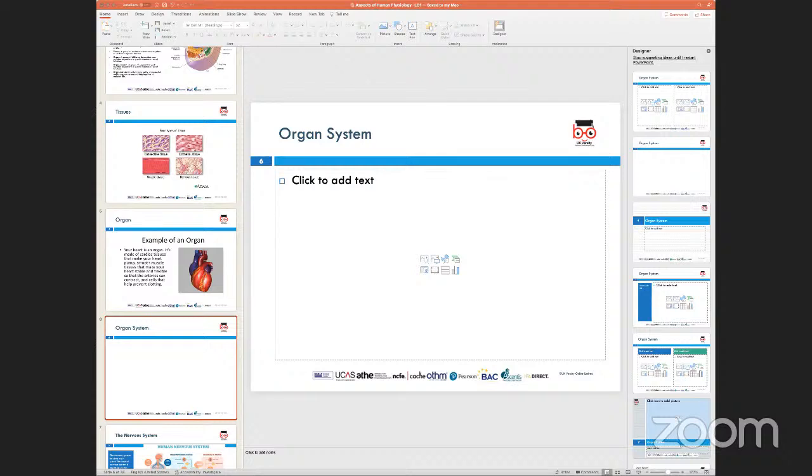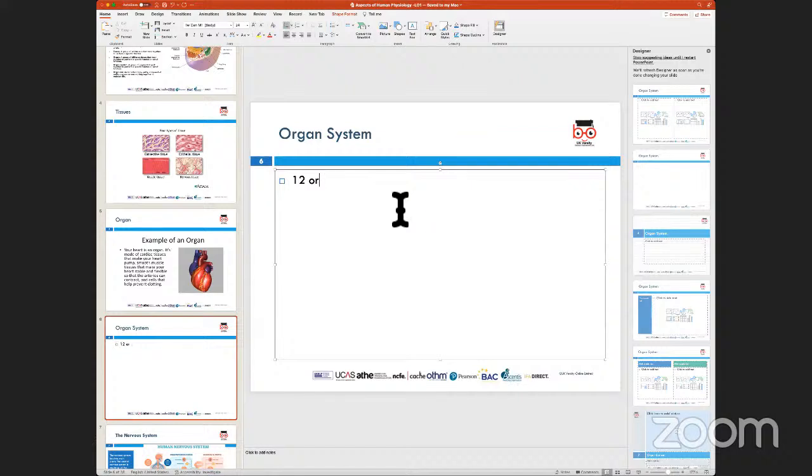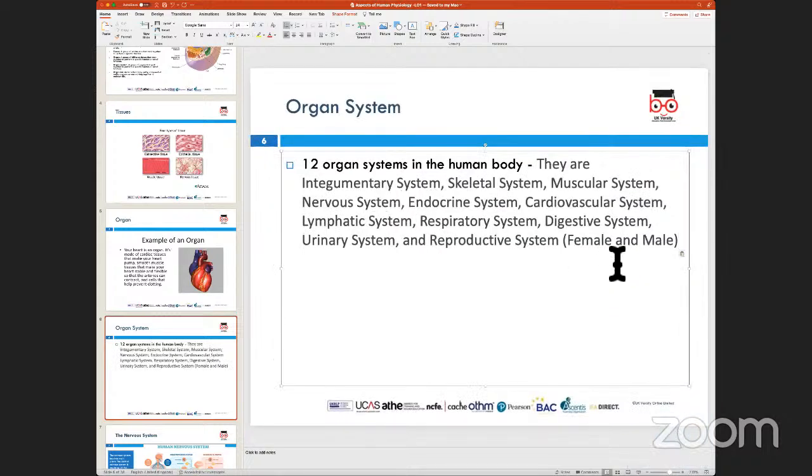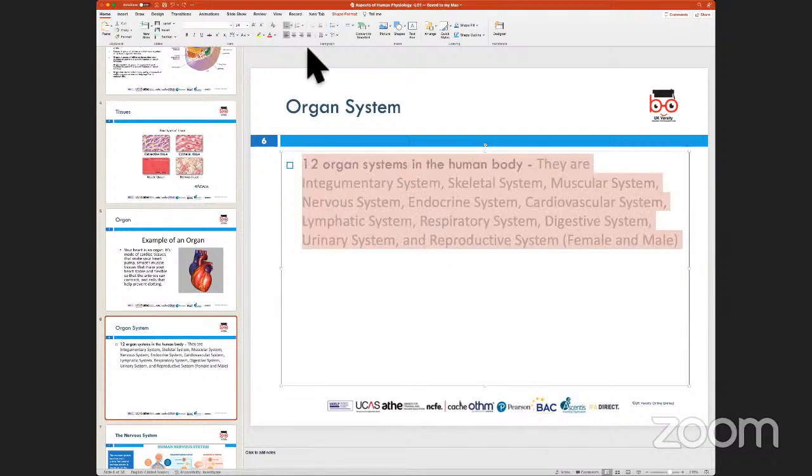First, if at any given point in time anybody asks you how many organ systems there are within a human body, there are 12 organ systems in the human body. Now, what are these? These are the 12 organ systems that we generally see between males and females. So you have the integumentary, skeletal, muscular, nervous, endocrine, cardiovascular, lymphatic, respiratory, digestive, urinary, and reproductive systems. So these are the 12 systems that you would generally see present within the human body.